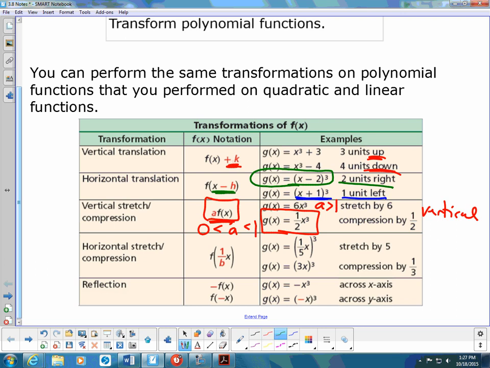But what if you multiply just the x by some constant? Well, then that is your clue that you're going to have a horizontal stretch or compression. If the number in the parentheses with the x is between 0 and 1, like in this example, then you're multiplying 1/5 times x first, and then you're cubing, so that's going to be a horizontal stretch by 5, because remember, you need the reciprocals if you are doing a horizontal stretch or compression. Likewise, with this one, we've got a 3x in parentheses before we cube. That's going to be a horizontal compression of 1/3.